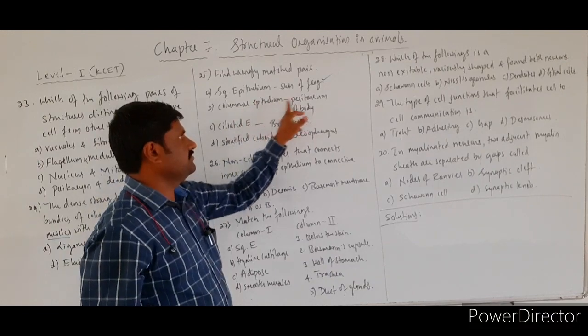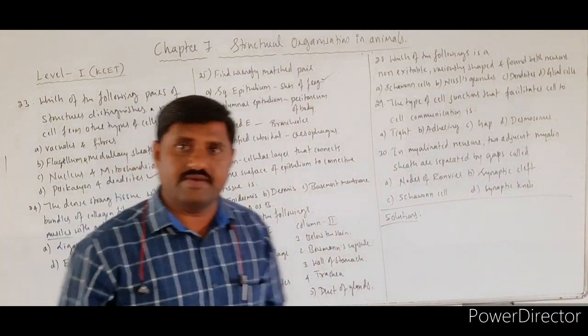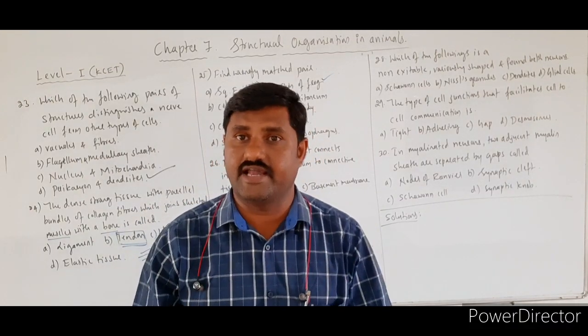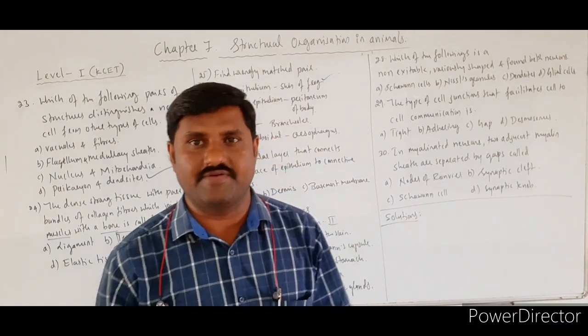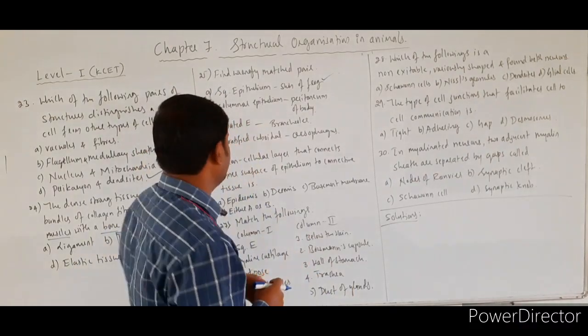Columnar epithelium, that makes the peritoneum of the body. What is this peritoneum? This is the thin membrane that makes the inner lining of the abdominal cavity as well as the pelvic cavity. There the inner organs are also protected by this one.